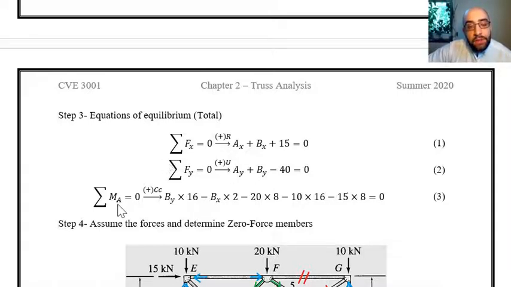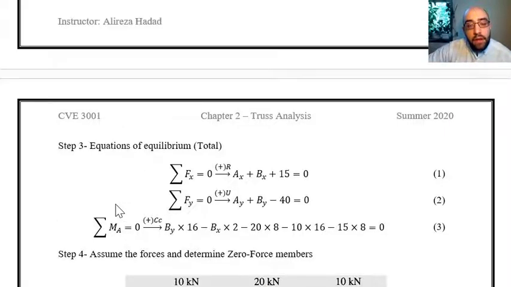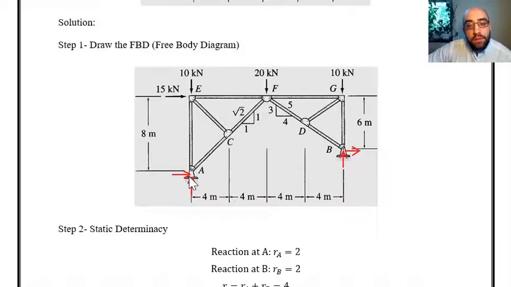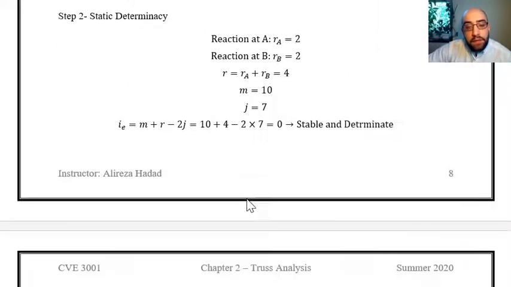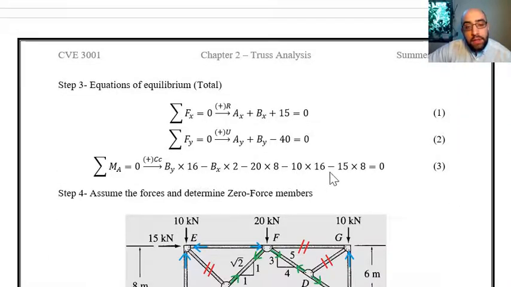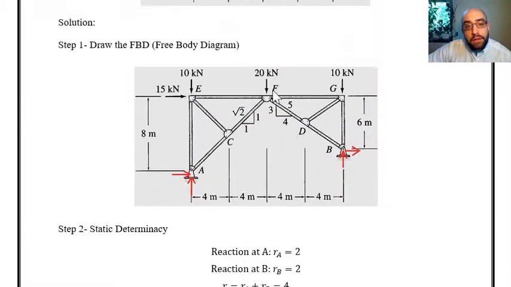Now I have to calculate the moments about one point. I'm looking at point A, and the moments about point A are the moments because of these reactions at B, and these loads that I have at point G, F, and E. If the moment is counterclockwise, it is positive, and if the moment is clockwise, it is negative. If you look, you can see the moments that I calculated. We have moments because of By, moments because of Bx, and the 3 moments because of these 3 forces over here. This 10 kilonewton at G, this 20 kilonewton at F, and the horizontal force at point E.